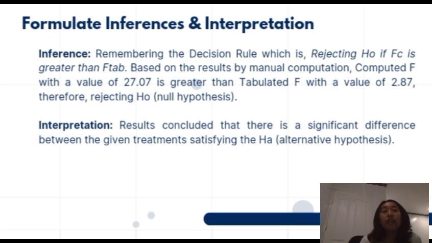And if you can see if applicable ba ito sa research mo, maybe you could use this, especially if you have homogeneous experimental units.